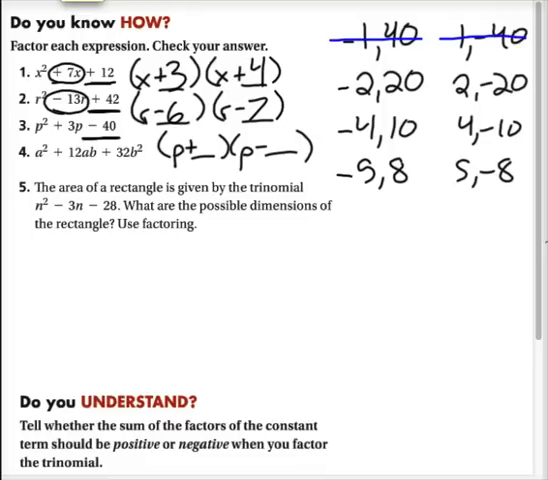Negative 2 plus 20 is 18. Well, we're not looking for 18 or negative 18. Negative 4 plus 10 is 6. Well, we're not looking for 6 or negative 6. But here we go. Negative 5 plus 8, that gives us our positive 3. So the two values we're looking for here are p plus 8 and p minus 5.